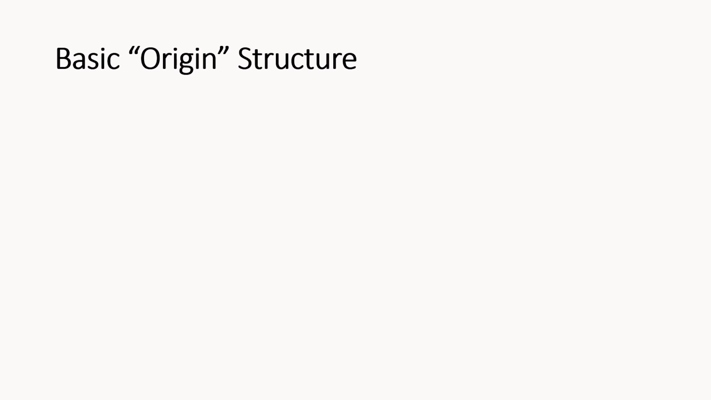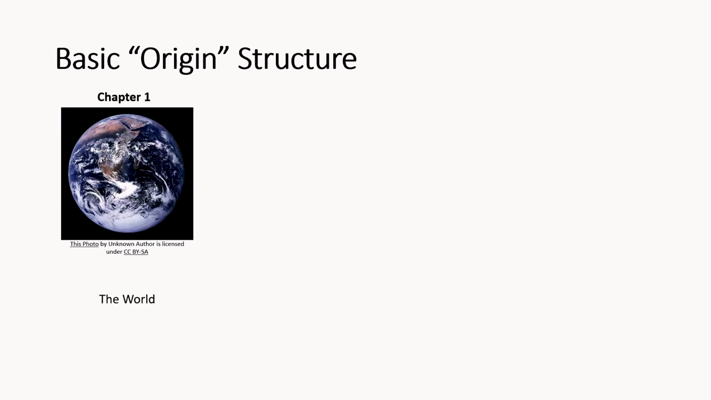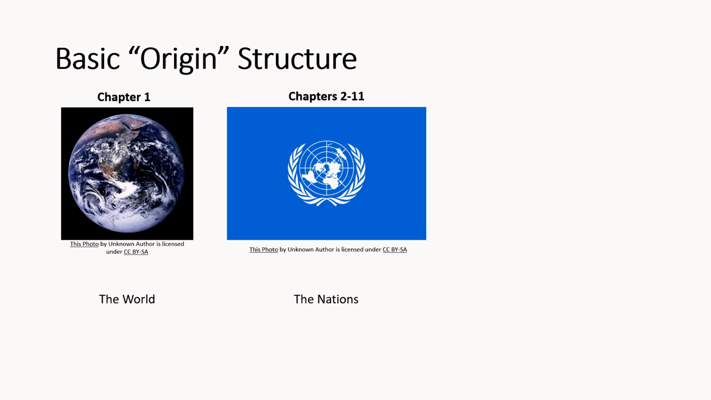Genesis is a book of origins. It's a book talking about the formation and the start of many different things. For example, in chapter 1 we have the origin of the world. So maybe we could say this is the first section of Genesis structurally. And then with chapters 2 through 11 we have instead the origin of the nations, and so this is getting less specific.